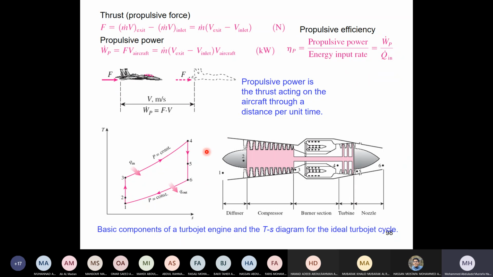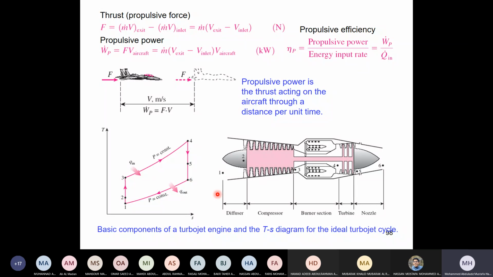Remember that the velocity at inlet here is the same as the velocity of the plane because this is the relative velocity between the air and the compressor. And therefore, the compressor will see that there's a flow coming here, which is the velocity of the plane. So now the velocity of the plane will be given. Then you calculated V exit here at the exit of the nozzle. Then the difference here multiplied by the mass flow rate. This will give you what we call the thrust, the force that will push the plane in this direction.